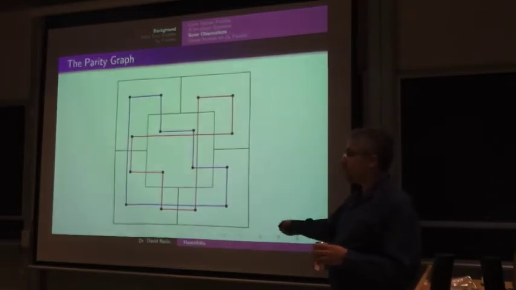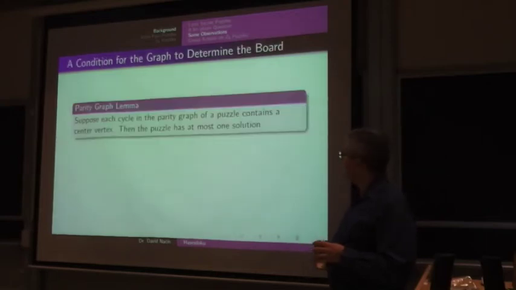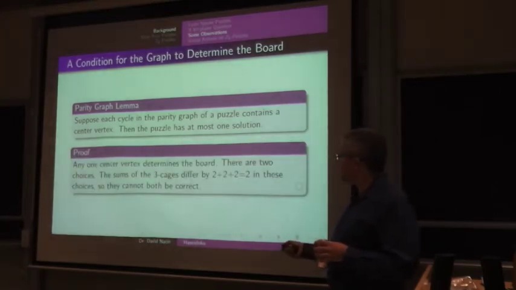This was what the parity map looks like if I draw it like a graph. Notice there's something nice about this. The cycles cover the board, and both of these cycles contain entries in the center. So I want to make that into a lemma. Suppose every cycle in the parity graph of a puzzle contains something in the center, then the puzzle must have at most one solution. Any one center vertex in this case is going to determine the entire puzzle, and there are only two choices for that one entry.